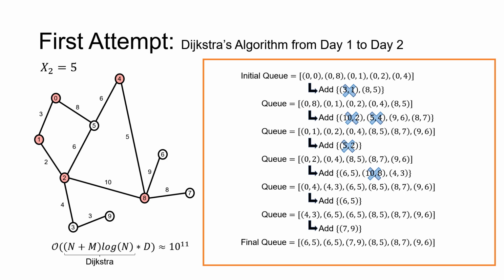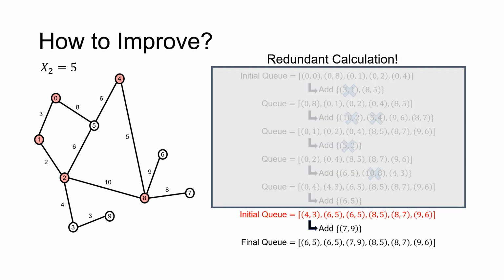Unfortunately, the execution time exceeds the limit. Since the graph size can be up to 10 to the 5th, each Dijkstra operation takes 10 to the 6th. Considering that we repeat it at most 10 to the 5th times, the total time complexity of the algorithm is about 10 to the 11th. Our initial approach has failed.